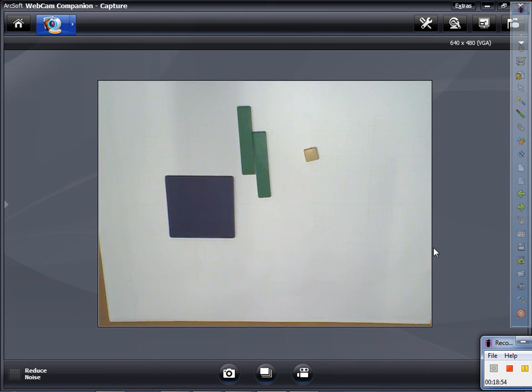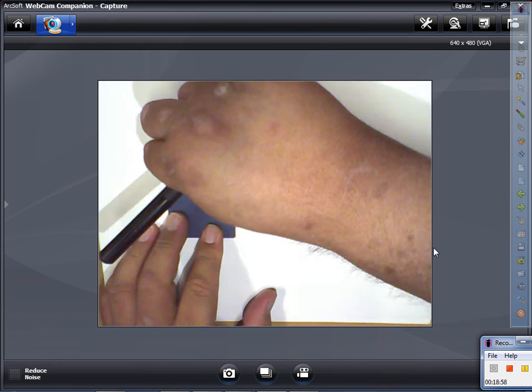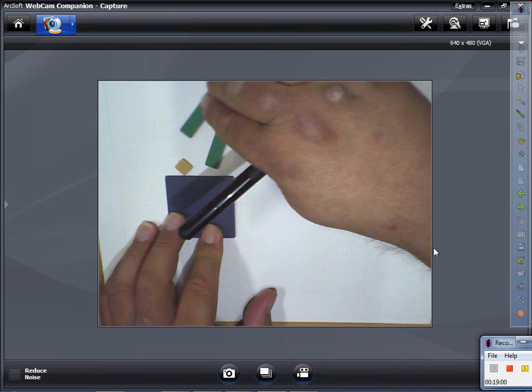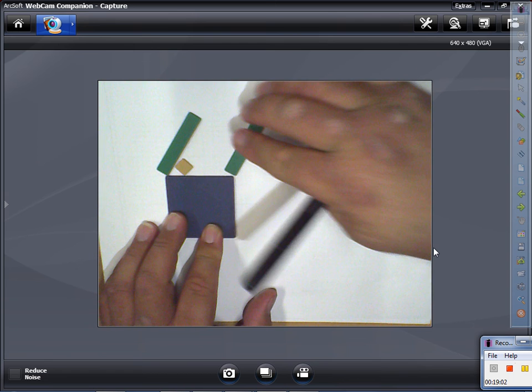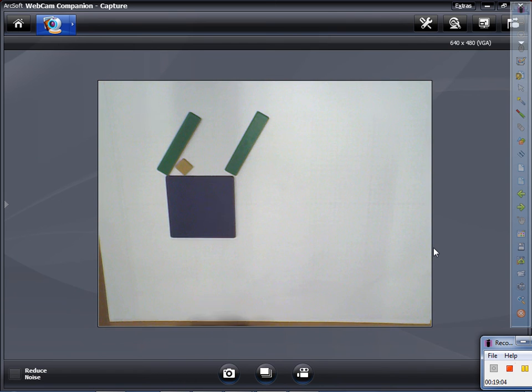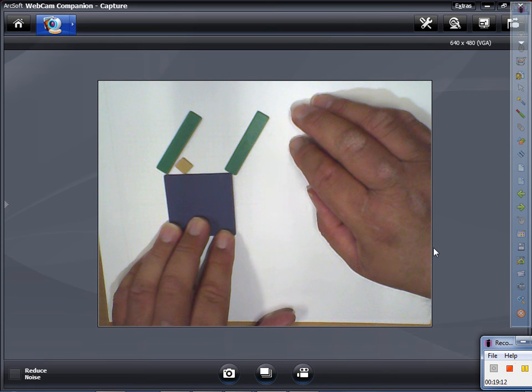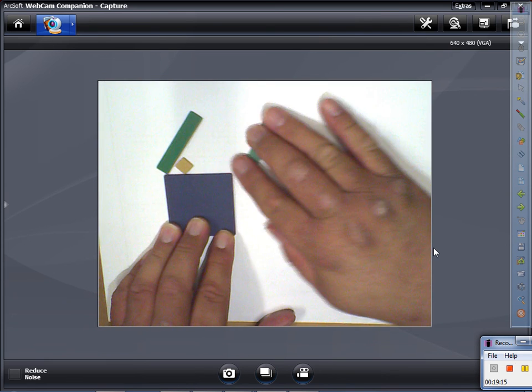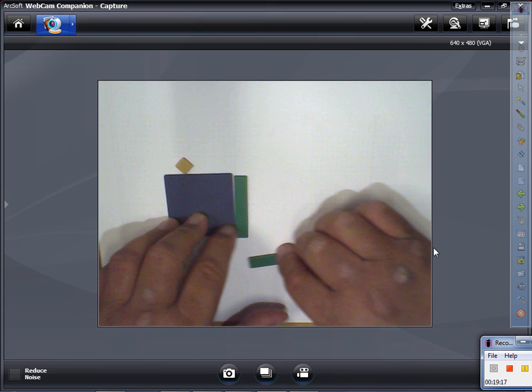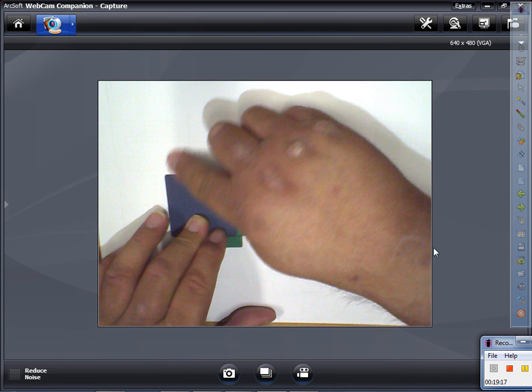Should be just about done. Let's see. No? Nobody? Alright. You got it? Okay.